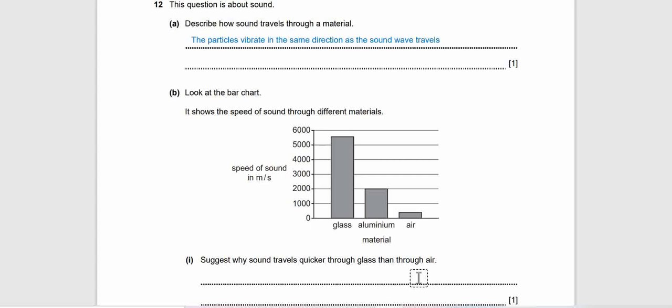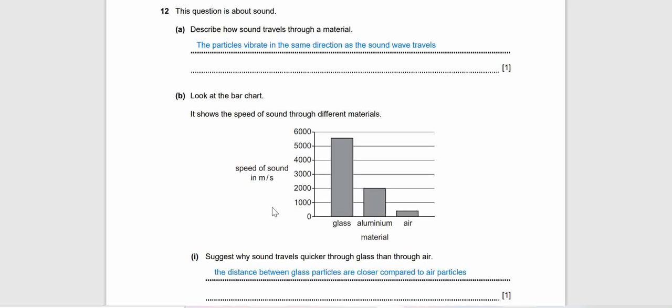Right, let's open up the answer, guys. Okay, so the distance between glass particles is closer compared to air particles. That's the reason sound travels quicker through glass, as the vibration is in the same direction. The vibration moves from one particle to the next. As glass particles are closer, it's easier to transfer the vibration. That's the logic, compared to air particles that are further apart.